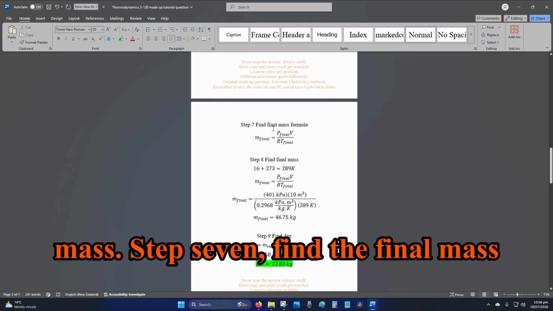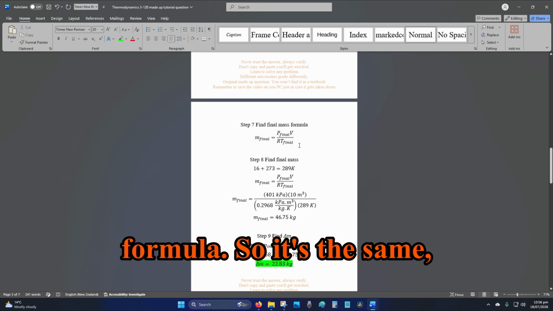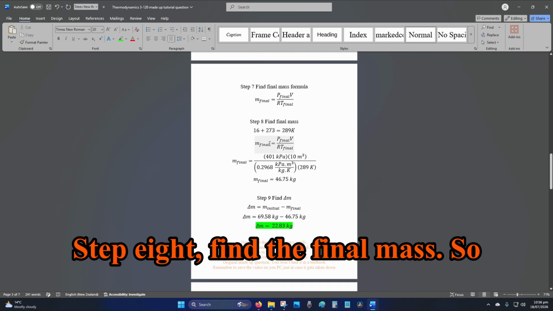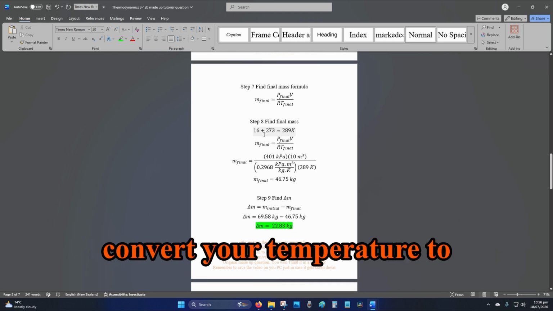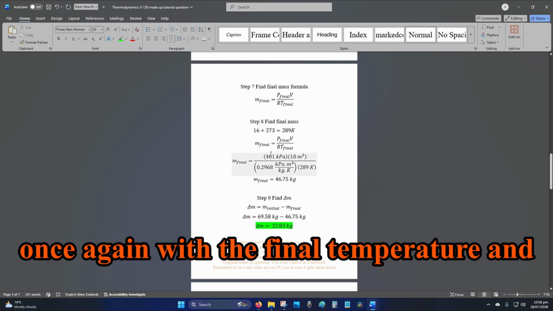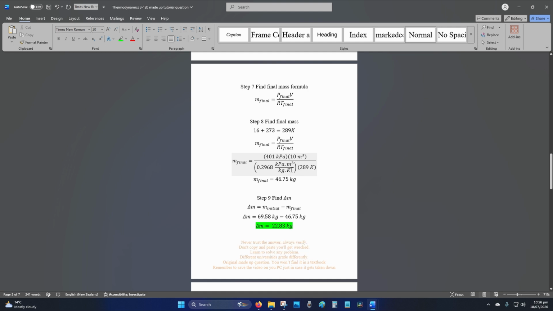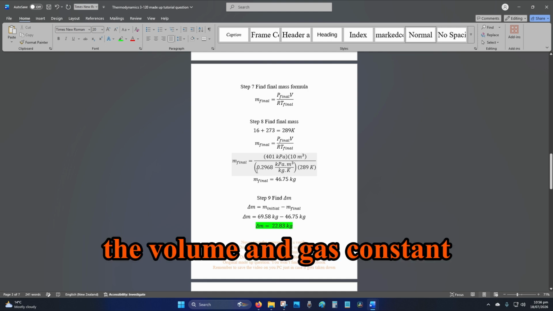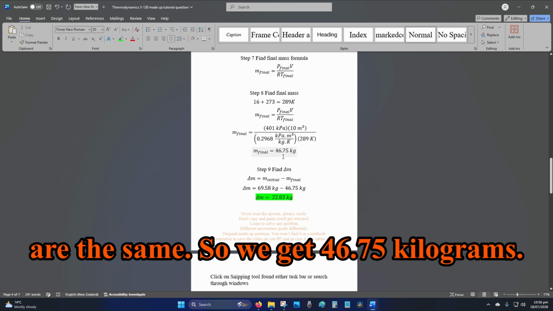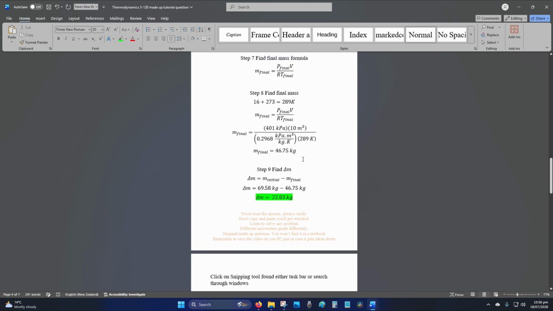Step 7, find the final mass formula. So it's the same, but just different numbers. Step 8, find the final mass. So convert your temperature to Kelvin. So we just plug and play once again with the final temperature, the volume and gas constant are the same. So we get 46.75 kilograms.